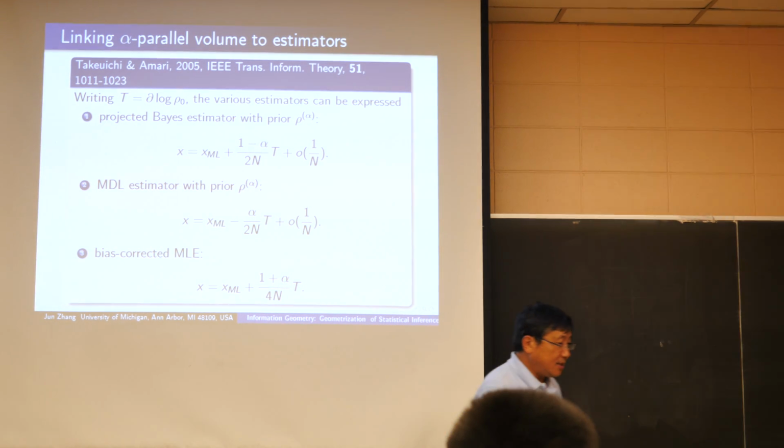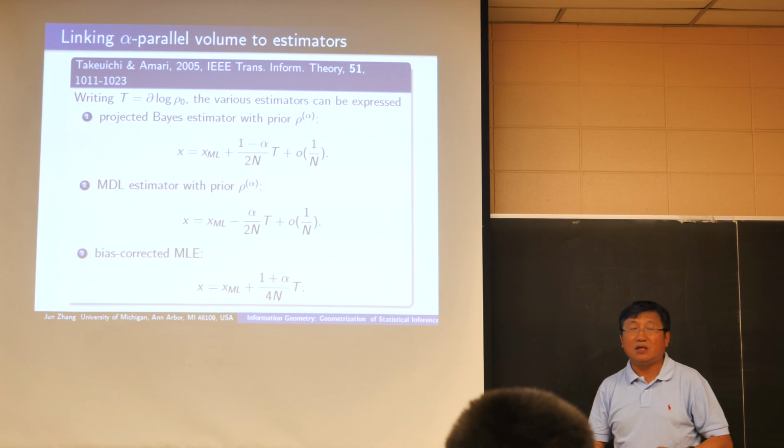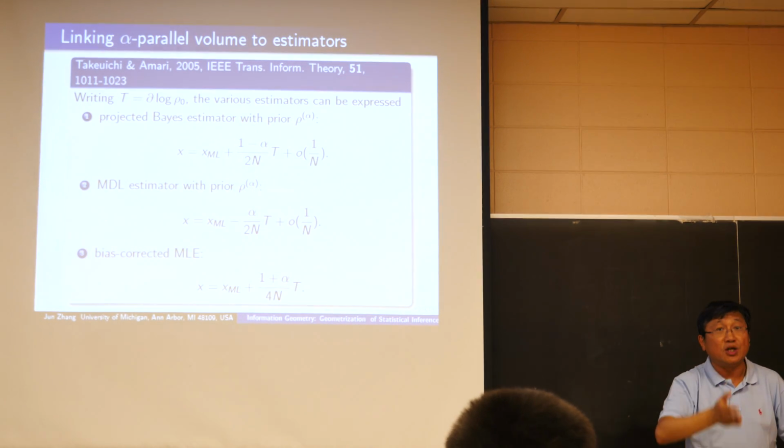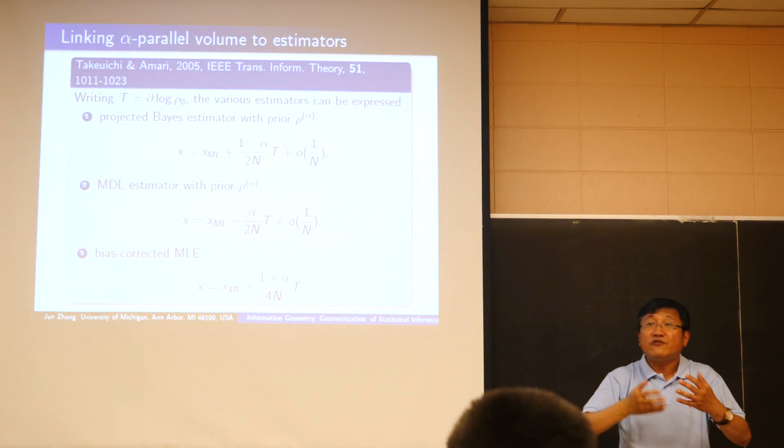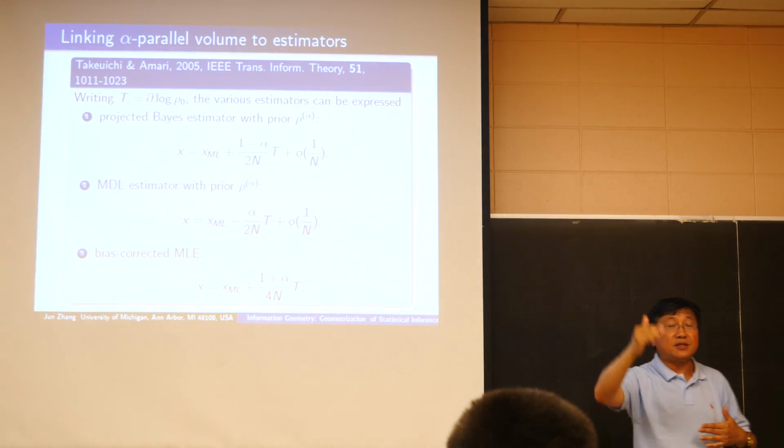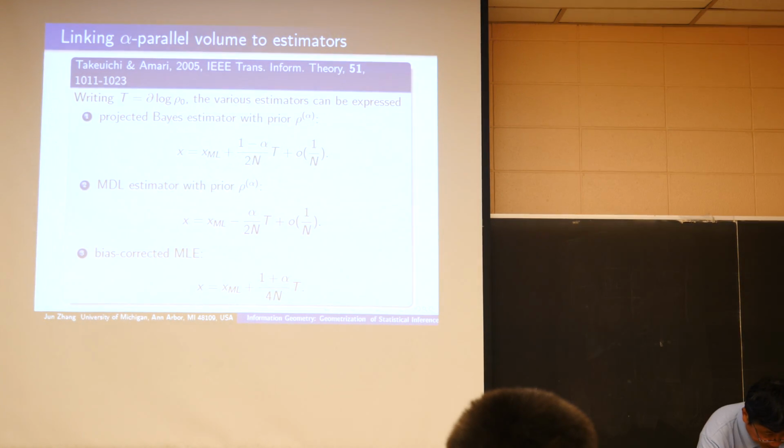So it shows that by resorting to the non-Levi-Civita connection, in fact the alpha connection, it has some advantage of potentially unifying the different statistical estimators in this geometry.